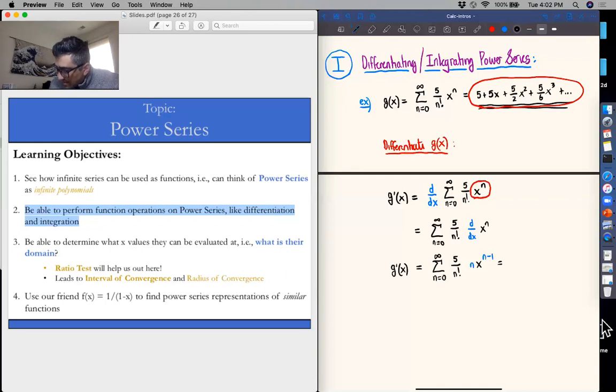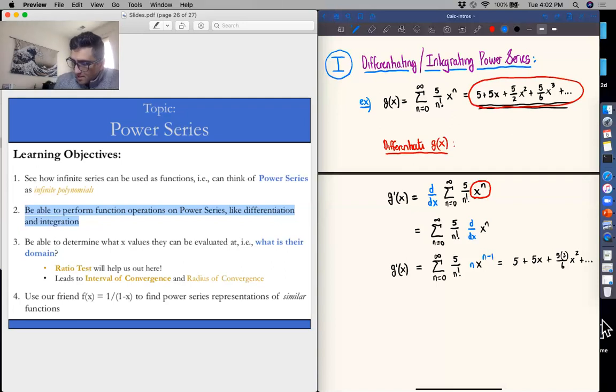In fact, we would see that this derivative would be 5 plus 5x plus 5 times 3 all over 6 x squared, and so on and so forth. So differentiating power series isn't actually that scary. It's just going to be a bunch of derivative power rules that we do. And just like we saw before, we're really only going to differentiate the stuff with the x's in them inside of those power series.